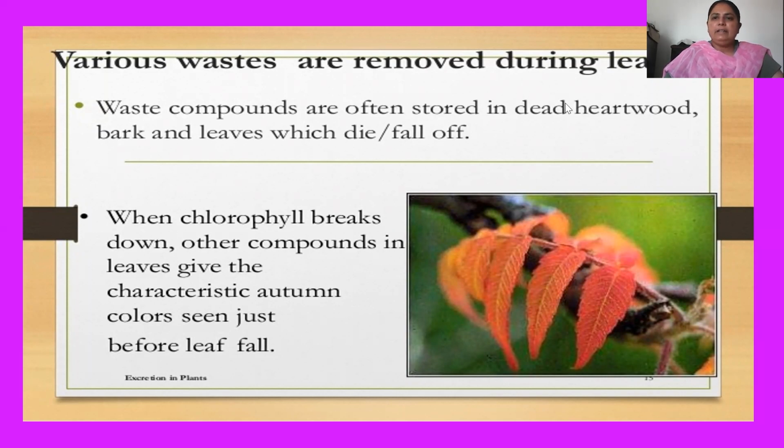Then sometimes the waste products also come out from the plant in the form of bark. And sometimes these waste products or compounds are stored in leaves, which actually die off or fall off from the plant. So when chlorophyll breaks down, other compounds in the leaves give the characteristic autumn colors seen just before the leaf fall.